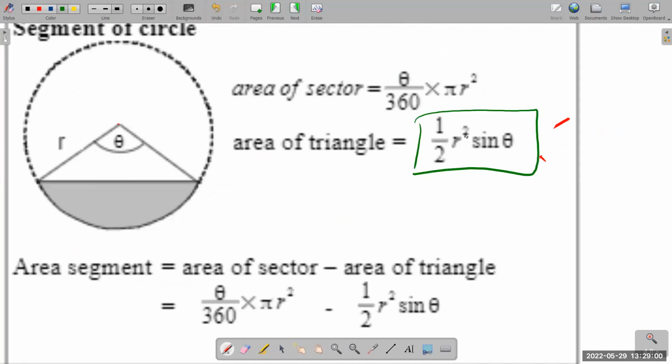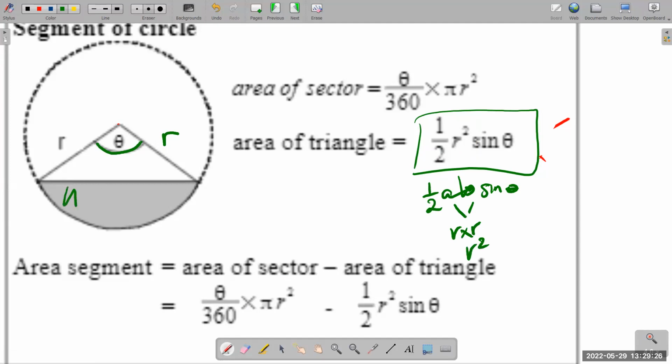Half r square. And why is it r square? Because what is the length of the two sides that the angle is in between? The two radii. So everybody see that? The relationship is the same thing. Half AB sine theta. But AB are r times r, which is r square.